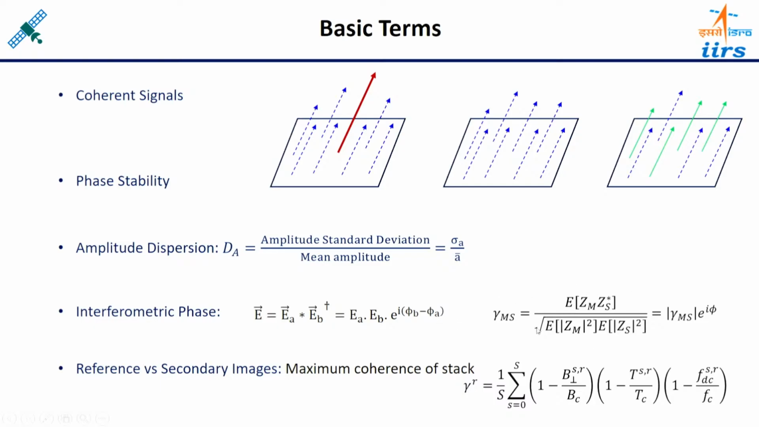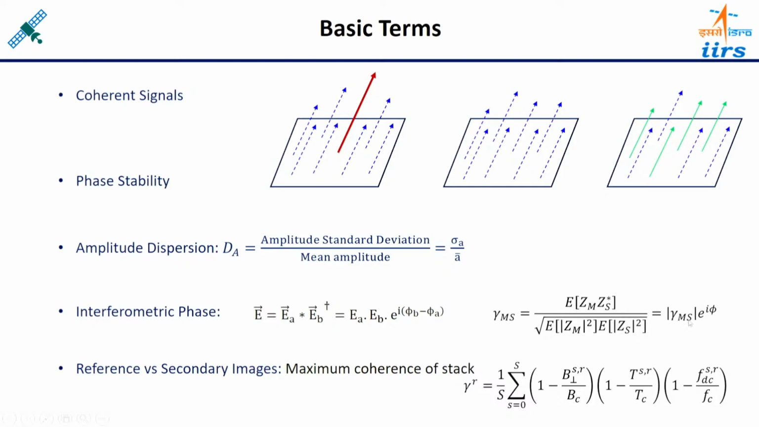And this is the expression for the coherence. Here we are representing the coherence by the term gamma, with dual suffix m and s. M stands for master and s for the slave. So you can say the coherence between the master and the slave images. This equation is similar to the coefficient of correlation. It is the expected value of the master into the complex conjugate of the slave, divided by the square root of the expected value of mod Zm squared and the expected value of mod Zs squared. If we solve this, it is again a complex quantity.